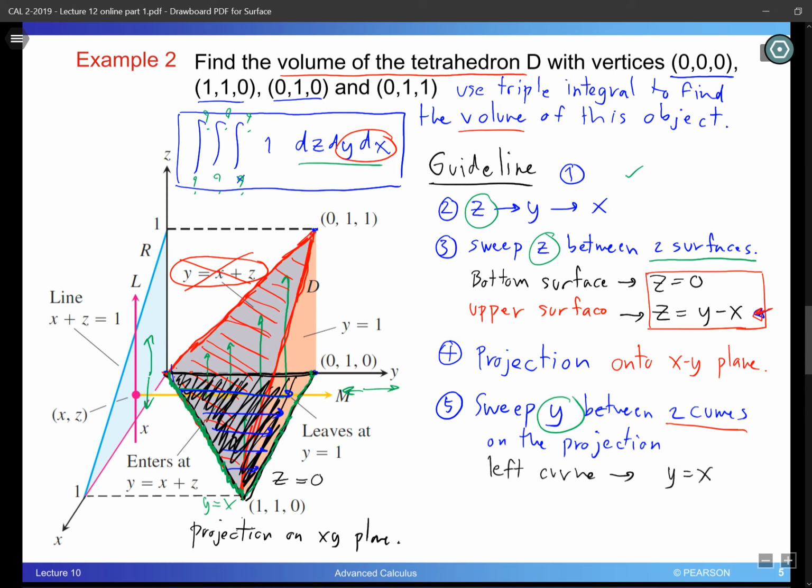And then the right curve, which is going to be this. As you can see, this curve is y equal to 1. Alright, the right curve is y equal to 1. So this is going to be used as the boundaries for the y variables. Now, sweep the last variable. Sweep x, whole range.